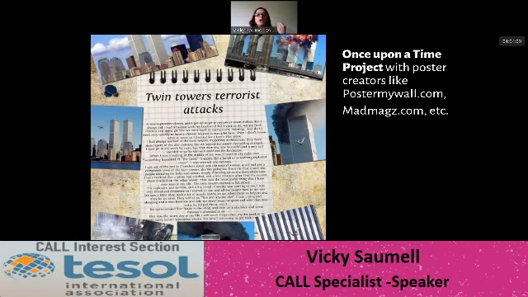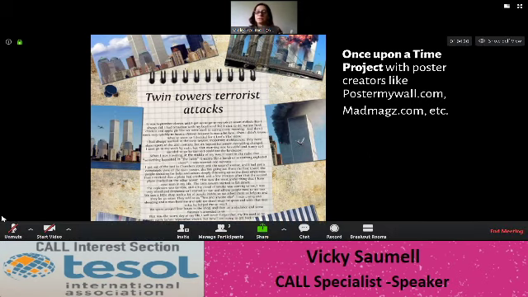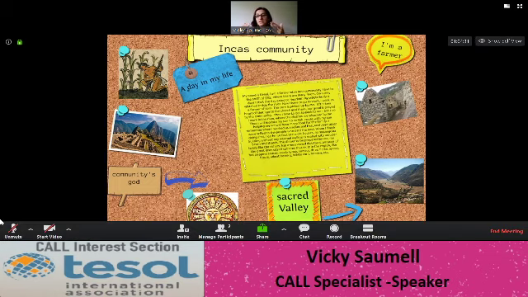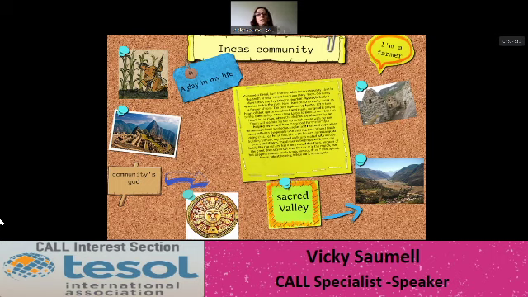In this case, a girl chose to be a witness of the Twin Towers terrorist attack. And she told where she was that day and what she saw and how she felt. It's quite interesting and shocking. This other girl wanted to be a member of the Incas community. And so we talked about the different roles in the Inca community, and she chose to be a farmer. So she wrote about being a farmer in the Incas community.